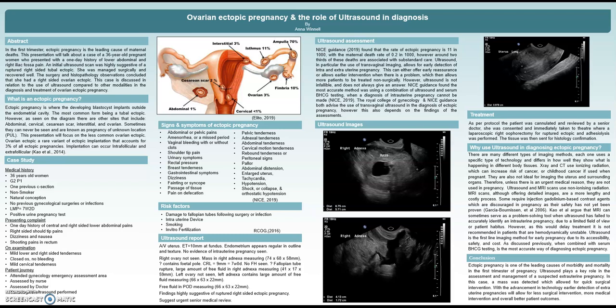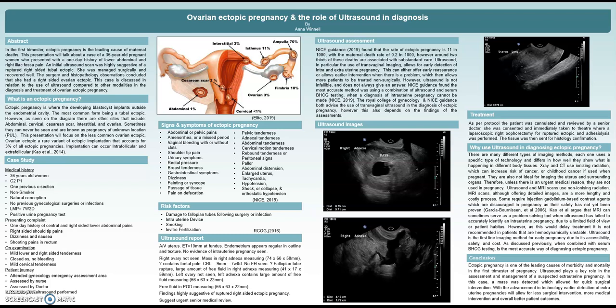Ultrasound and MRI scans use non-ionizing radiation. MRI scans, although offering detailed images, are a more lengthy and costly process. Some require the injection of gadolinium-based contrast agents, which are discouraged in pregnancy as their safety has not yet been proven. Cowell et al. argue that MRI can sometimes serve as a problem-solving tool when ultrasound has failed to accurately identify an intrauterine pregnancy due to a limited field of view or patient habitus. However, as this would delay treatment, it is not recommended in patients that are hemodynamically unstable.